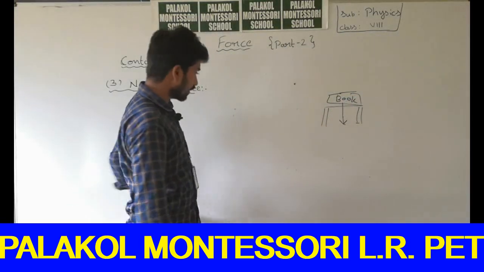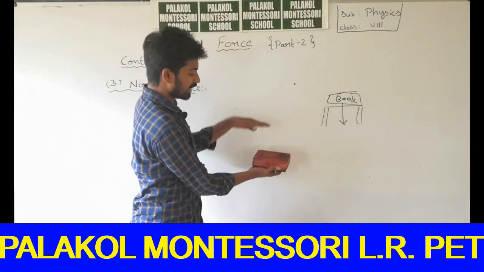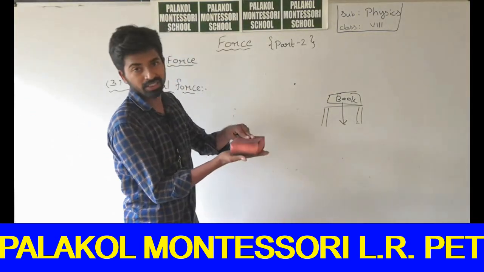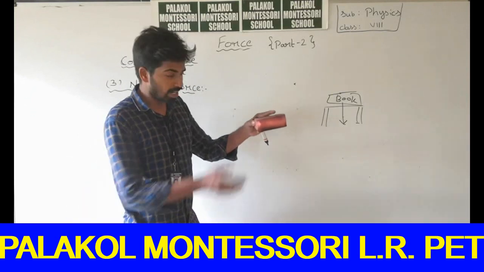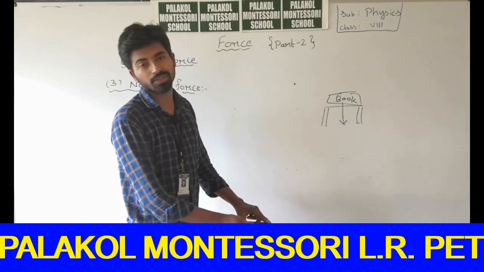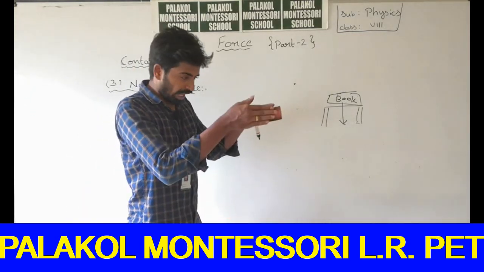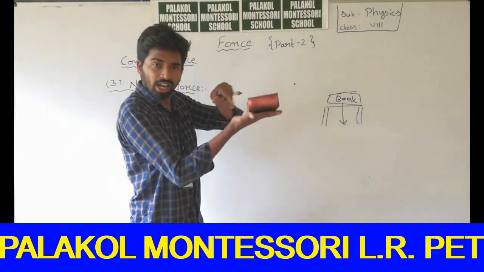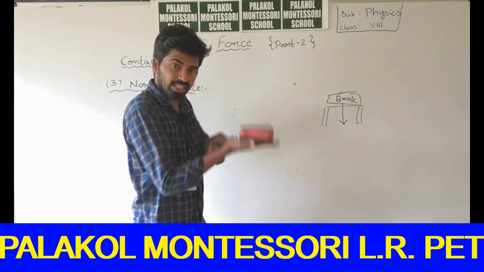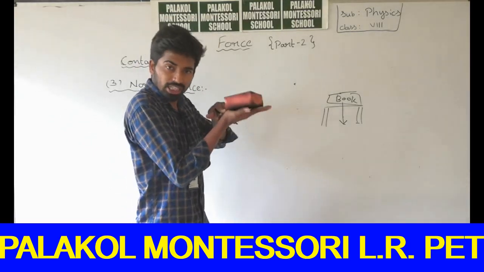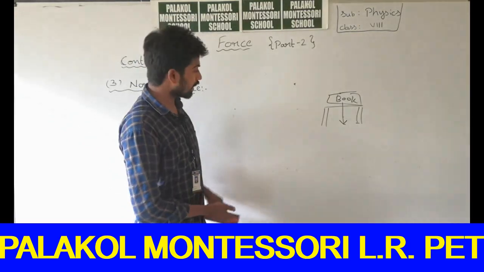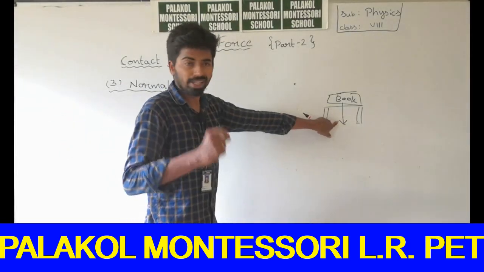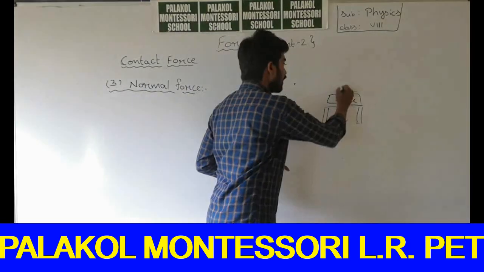If I hold an object here and remove my hand, what will happen? The object will fall down. So, I am opposing this force. This falling force is opposed by some upward force. Here my hand is applying some force in the upward direction. Similarly, the surface of the table applies some force in the normal direction.